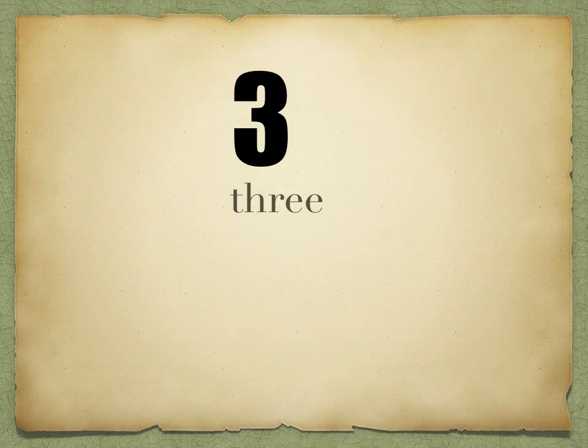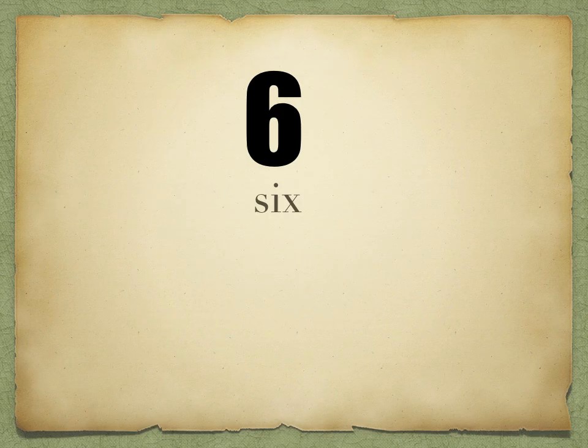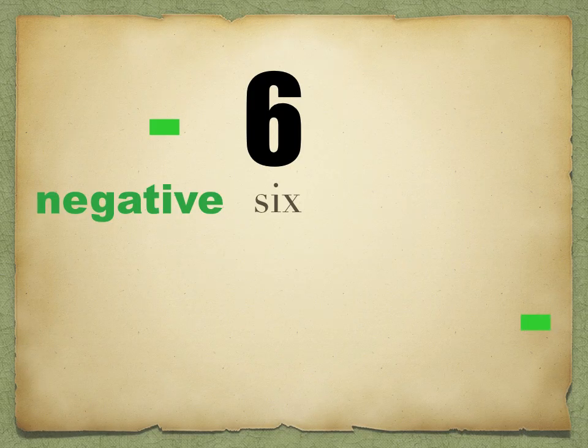All right. Bear with me. We have 3 here. We add negative before the 3. That's an adjective describing the 3. Negative 3. 1 negative, 2 negative, 3 negatives. Take 6 for example. We add an adjective before the 6. We call it negative 6. 1 negative, 2 negatives, 3 negatives, 4 negatives, 5 negatives, 6 negatives.